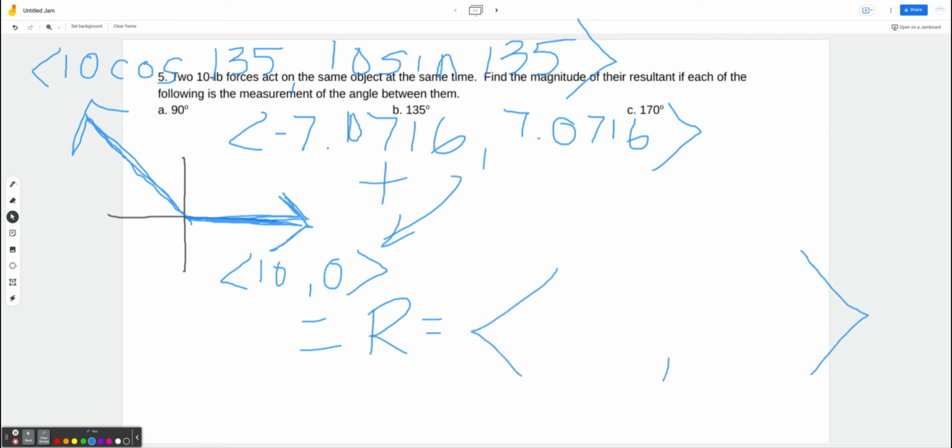So our resultant vector must be, what's 10 minus 7.0716? It's going to be 2.9284, comma 7.0716. They want to find the magnitude of that, so I got to do the square root of x squared plus y squared. You end up getting 7.65. Okay. So notice that's less than either one of them were pulling on their own.